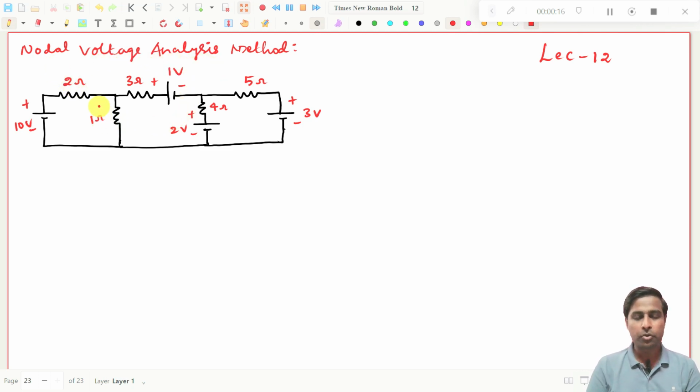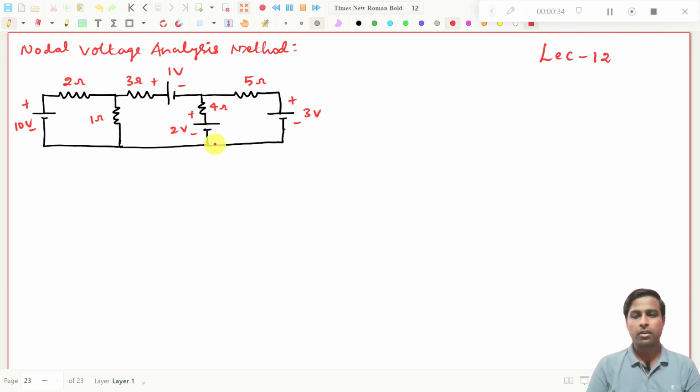Again, we are going to get what is the current in each resistor. That is not an issue here. Anyhow, we are going to solve this problem with a different technique now. Right. Now, this is nodal voltage analysis method.